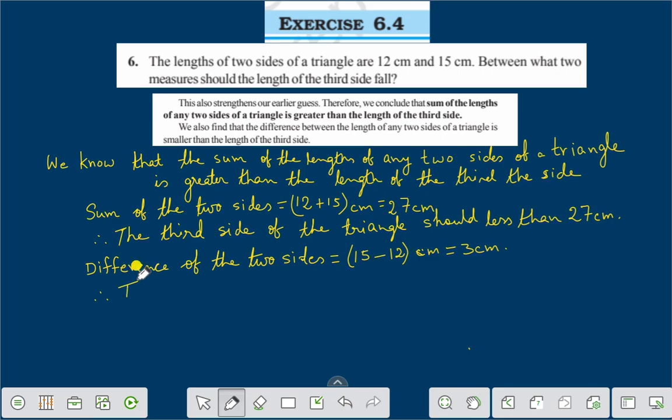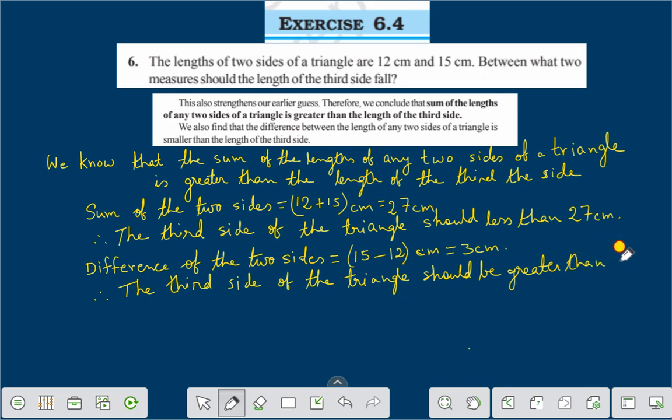Therefore, the third side of the triangle should be greater than 3 centimeter, right? So we can say that the third side of the triangle should be between, greater than 3 centimeter but less than 27 centimeter.